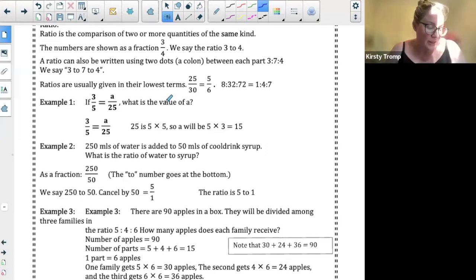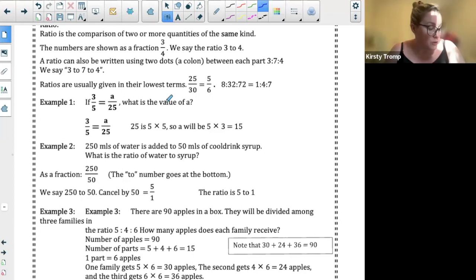One way to work it out is we can say to ourselves, how do we get from 5 to 25? What did we do to 5 to get to 25? 5 times 5 gives us 25. So 3 times 5 would give us 15. That means that A must be equal to 15.